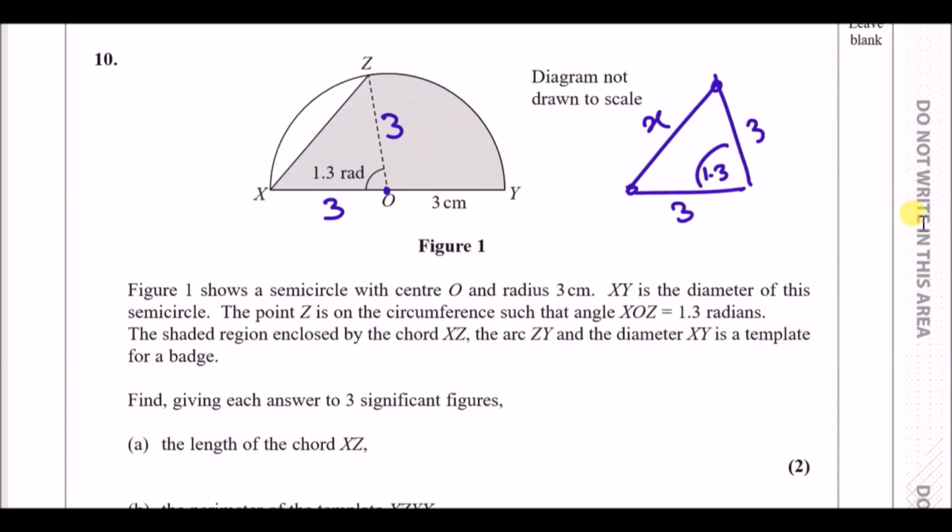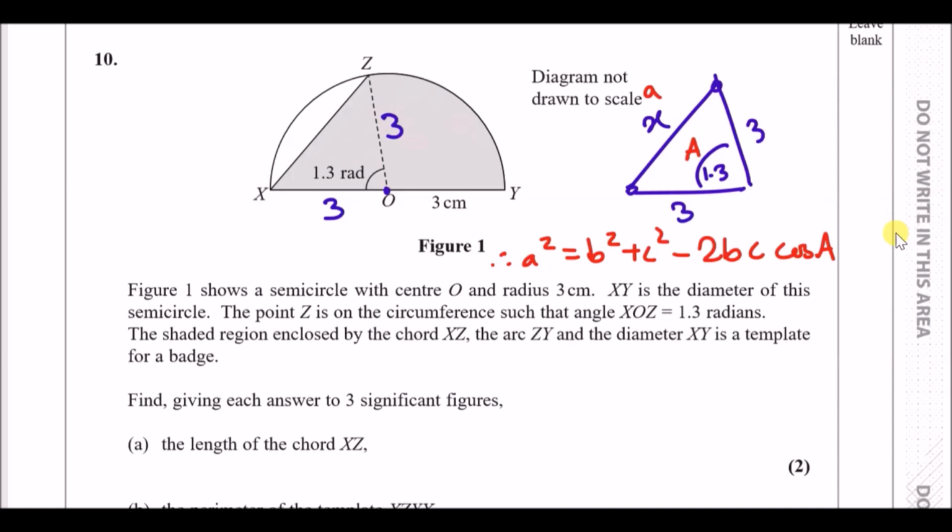Now, the cosine rule formula is actually like this. We have a squared, which must be equal to b squared plus c squared minus 2bc cos A. Now notice how you've only got a single angle here, which is capital A. So what we do, because we've got 1.3 radians, this will have to be automatically labeled as A. That means the length opposite the angle is small a. That means b and c would be the 3's.